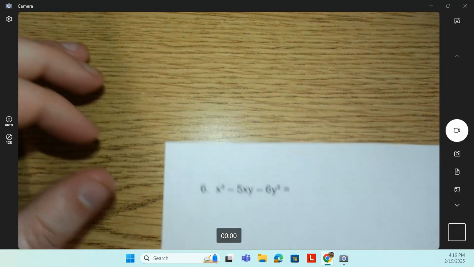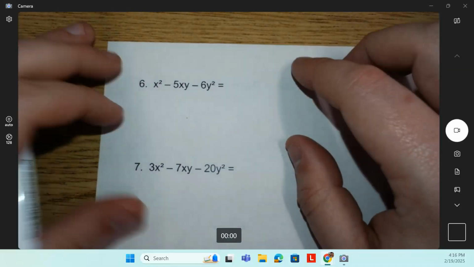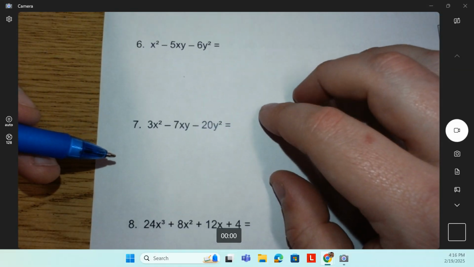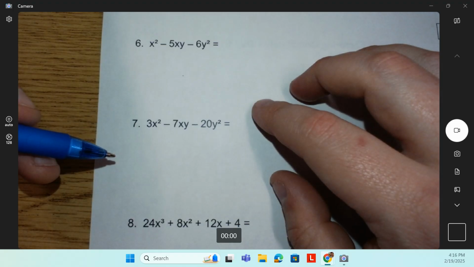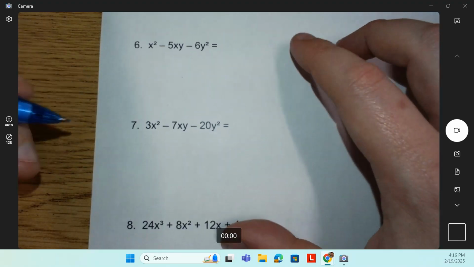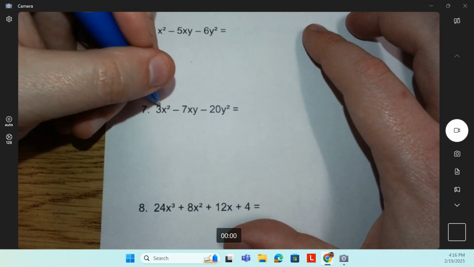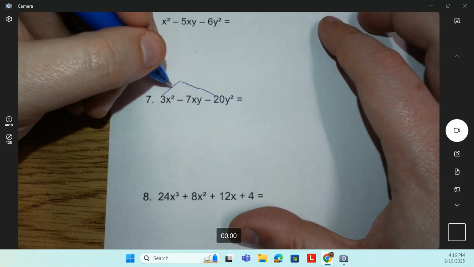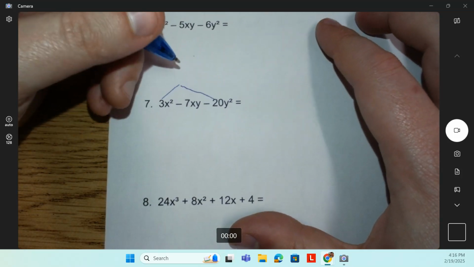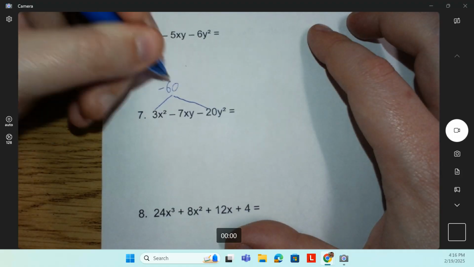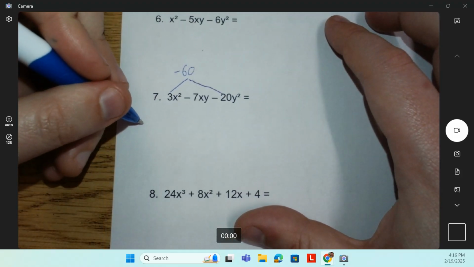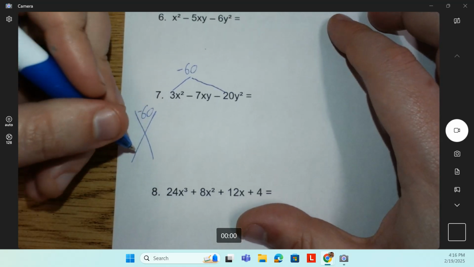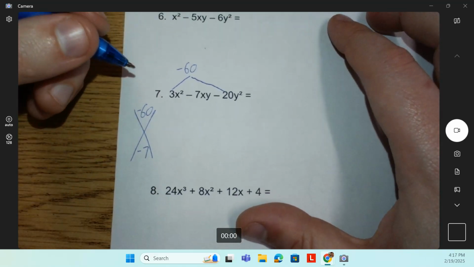On the back, looking at 6 and 7, the main differences here are that you've got a y at the back. So I'm just going to look at number 7 because we would do some multiplying here to get 3 times negative 20 to get a negative 60. And then looking for something that multiplies to negative 60 and adds to negative 7.